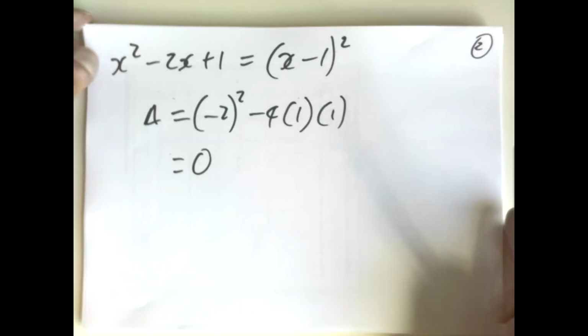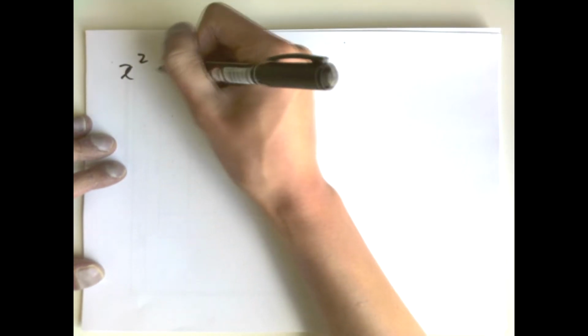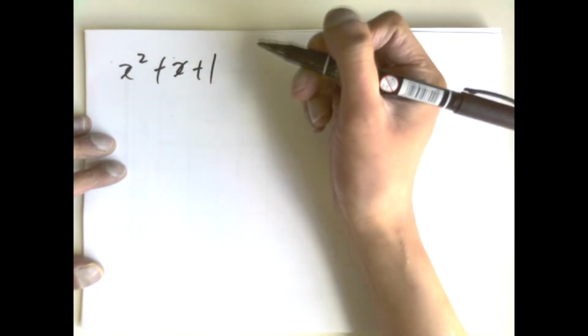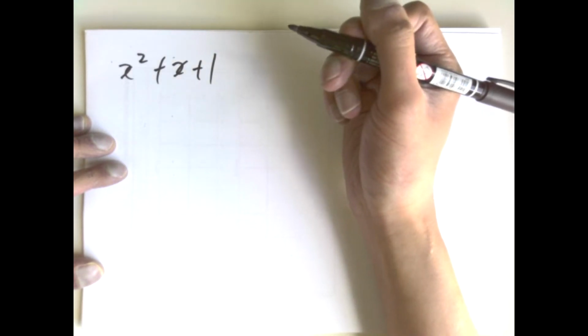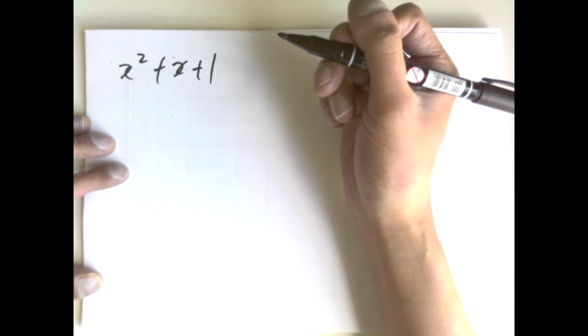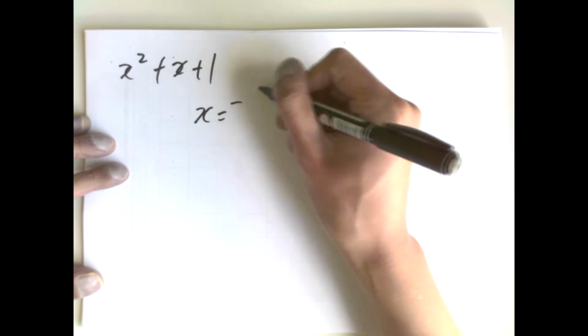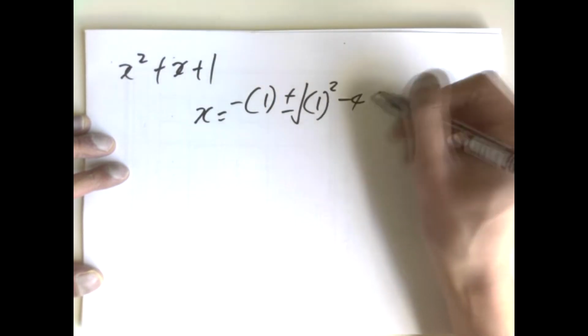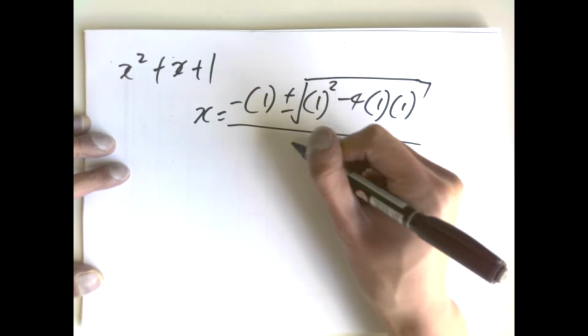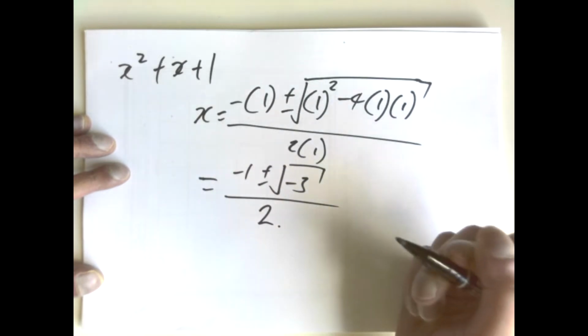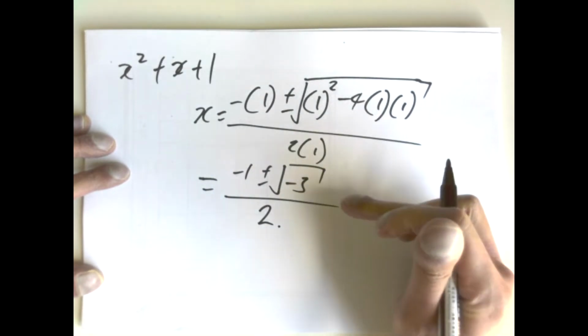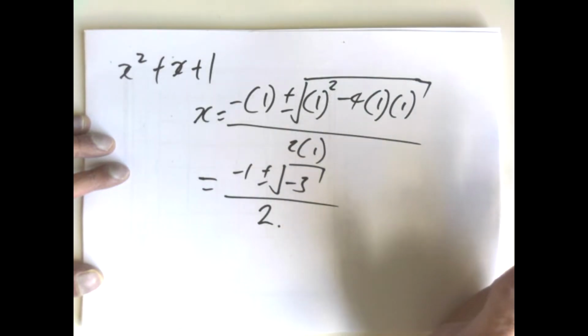What if we had the quadratic x squared plus x plus 1, and we can't really think of any two factors, so let's just hope for the best and put in the quadratic formula. And we see that we got a square root of a negative number. So how can we deal with that?